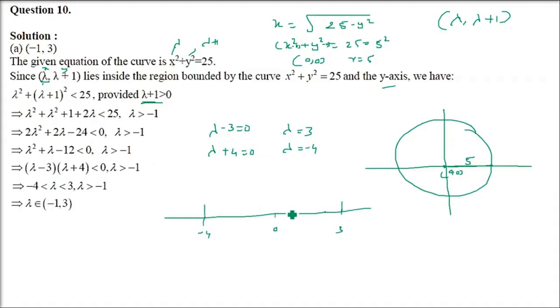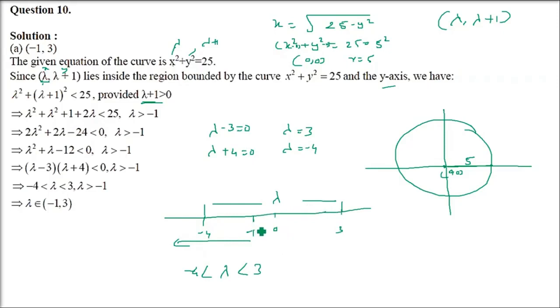So for less than, we take the inside one. So lambda will be between minus 4 and 3. And because lambda plus 1 is greater than 0, lambda is greater than minus 1. So just take minus 1 here. So lambda is greater than minus 1 and lambda is greater than minus 4.